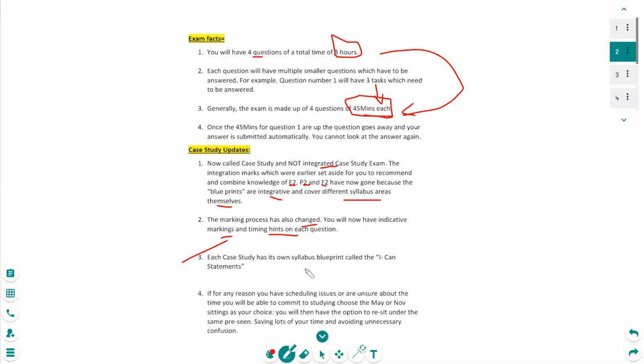Now, each case study has its own syllabus blueprint called the ICANN statement. So the blueprints we have been speaking about are also called ICANN statements.